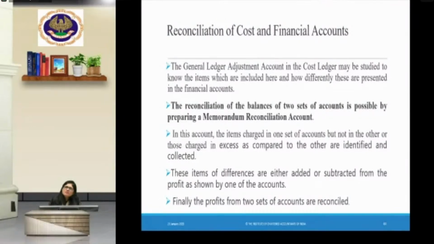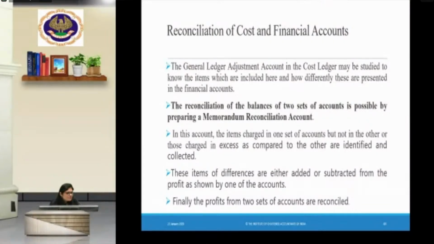We have cost accounting profit. We have financial accounting profit. So reconciliation is important, is necessary in which system? Integrated or non-integrated? Can I have an answer? Reconciliation of cost and financial accounts are done in which system? Integrated or non-integrated?